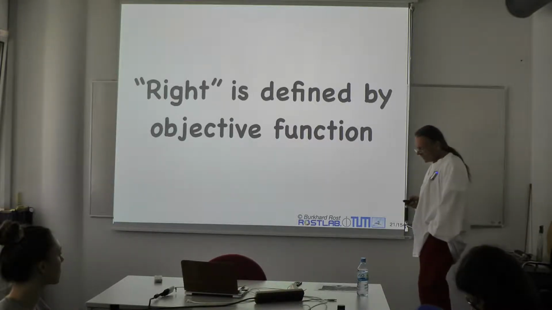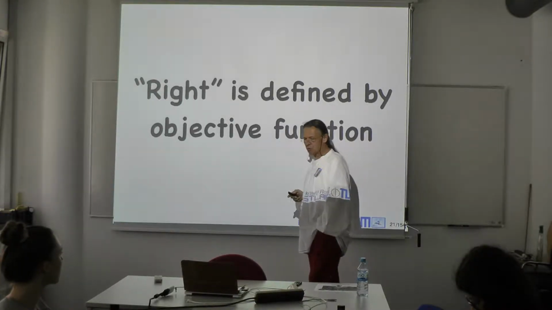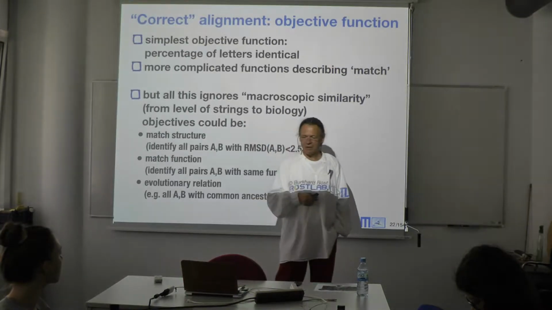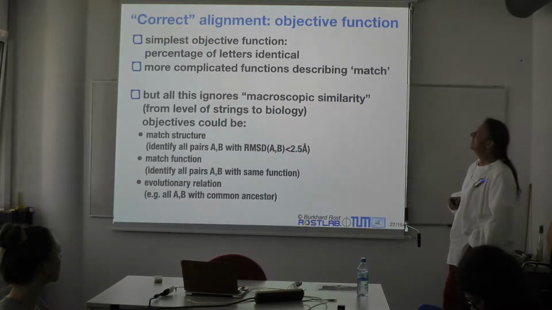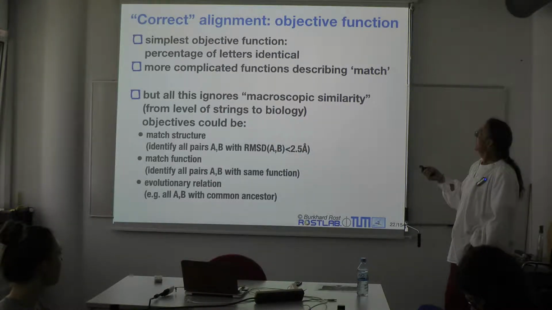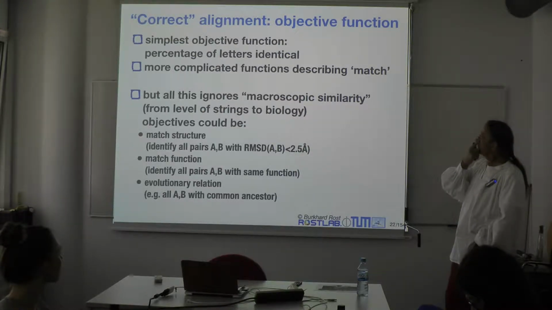Now, the first issue here really is what is right, and right is defined by the objective function. The simplest objective function we had is we match the percentage of letters or the number of letters. And then there are more complicated ways to define a match.